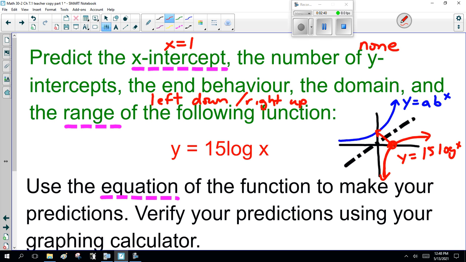Now, that leads us to the domain. Here, notice it doesn't cross the y-axis, so it's always x is greater than 0. Where have we seen something like that before? Yes. The range of the exponent. And if you think back to the exponent, the domain there is x is all real. The opposite of that will be the range here. Range, y is all real.